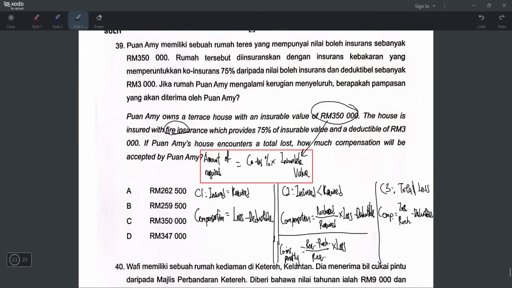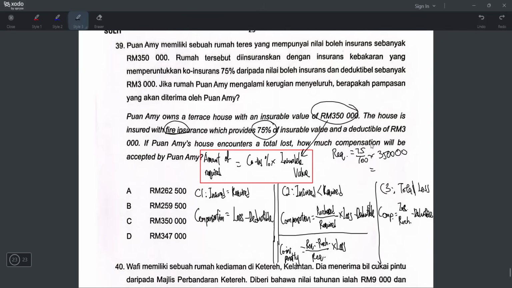The house is insured with fire insurance with 75% of insurable value and deductible of 3,000. Okay, you can already find the required. So the required will be 75% times 350,000. But sir, what about the deductible 3,000? That one, don't look at it yet. That one, when finding compensation, then we look. When compensation, then there is deductible. Now I'm trying to find the required first.